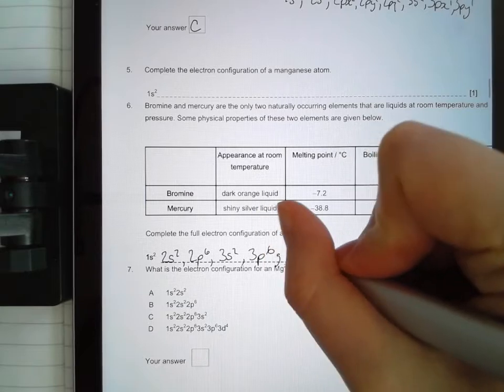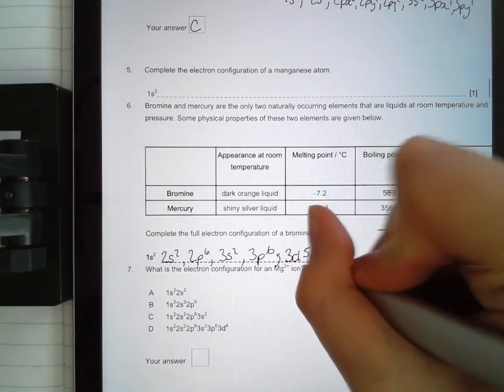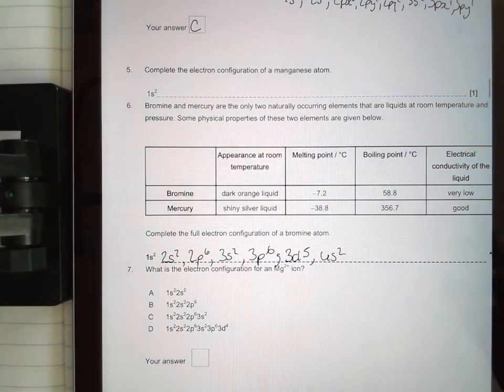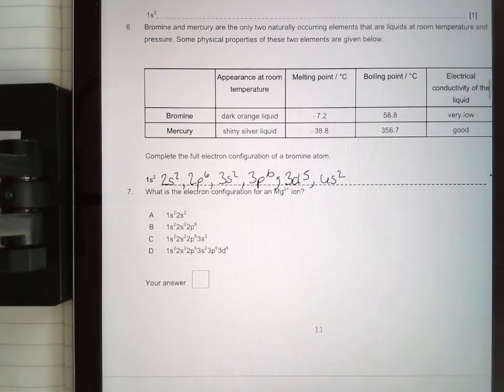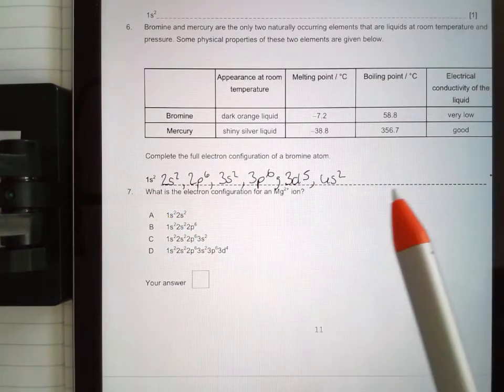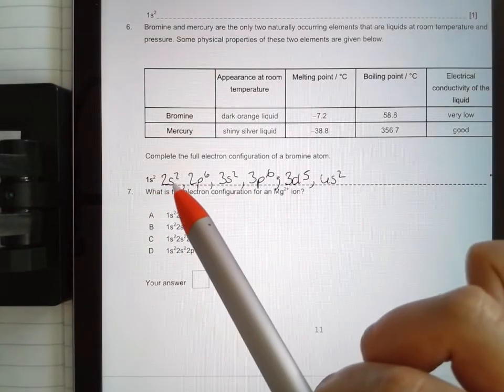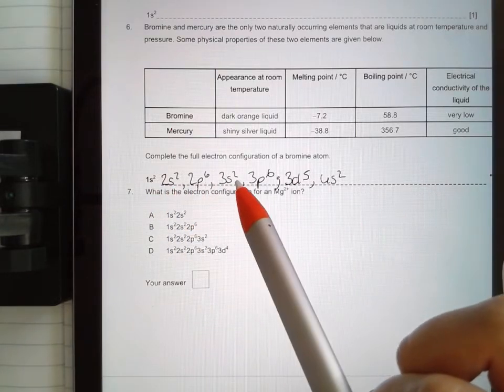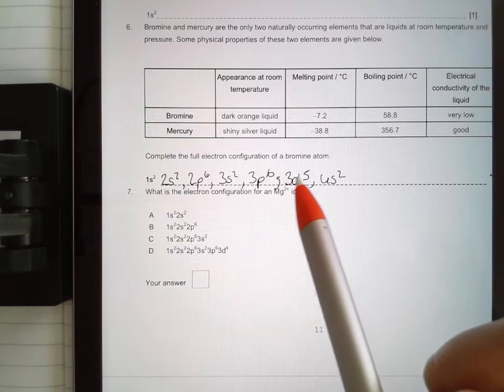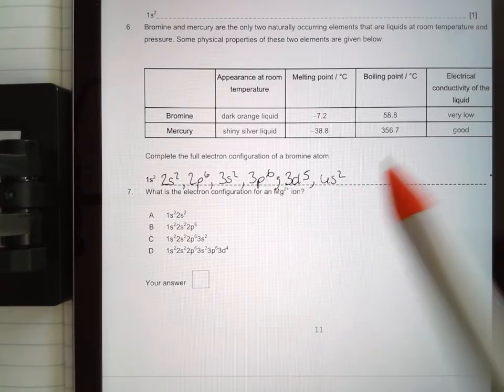When I'm writing this, I'm going to put the 3d first and the 4s second, but you will get a mark if you've written that the other way around. Quick check to make sure I'm right. Manganese is 25 electrons. These numbers should add to 25. 2 and 2 is 4, and 6 is 10, and 2 is 12, and 6 is 18, and 5 is 23, and 2 is 25.